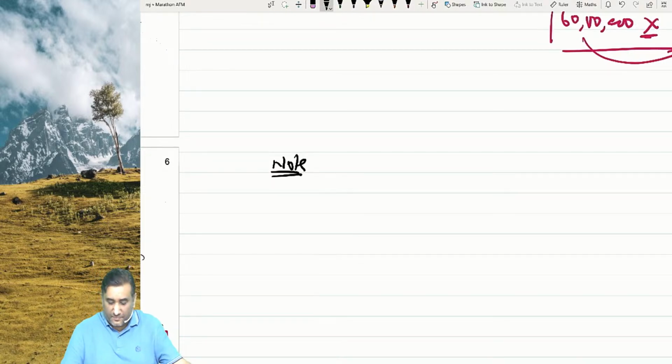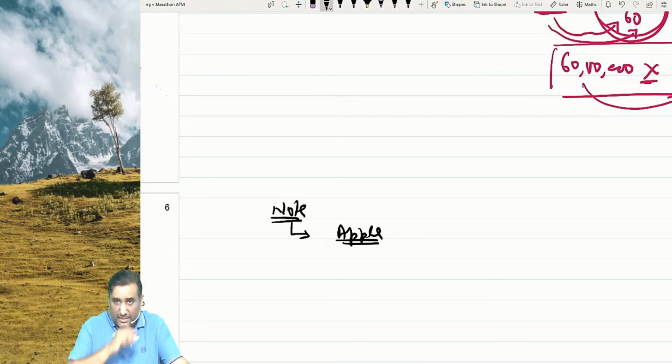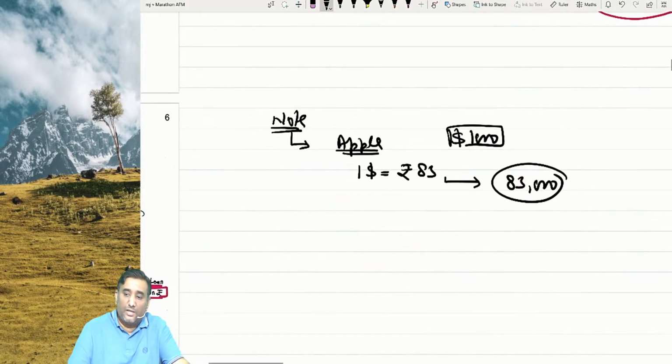Let's suppose you are trying to buy an Apple phone. Your friend is coming from outside India and you ask him to bring an Apple phone, and at that time $1 is equal to today's 83, and the cost in dollars is 1000. How much will the phone cost you? You ask him to bring it today: 83,000.